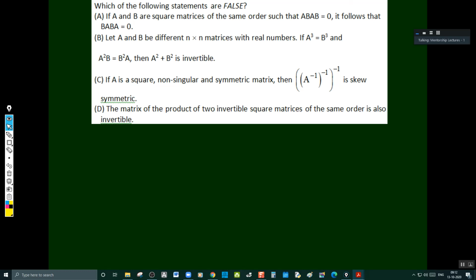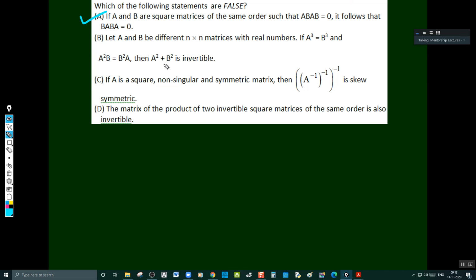So he is asking us to recognize the false statements. So A is wrong. Okay. First one. Now coming to let A and B be different n by n matrices with real numbers. A cube is equal to B cube and A square B is equal to B square A. Then A square plus B square is invertible. So you have to create this term A square plus B square. Let us try how to do this.